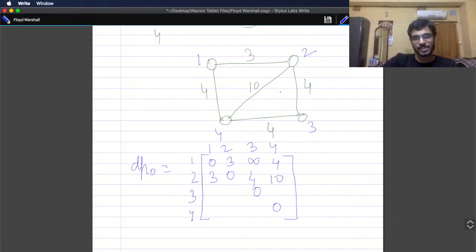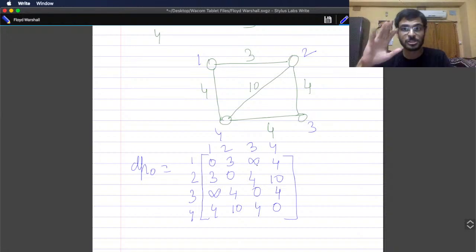Now from 3, in order to reach 1 I still don't know any method, so I am going to keep infinity. To reach 2 I know a path of cost 4, and to reach 4 from 3, where is 3? Over here. So we are going to take 4. Similarly from 4 we are going to take 4, 10, 4. So this is going to be my initial matrix.